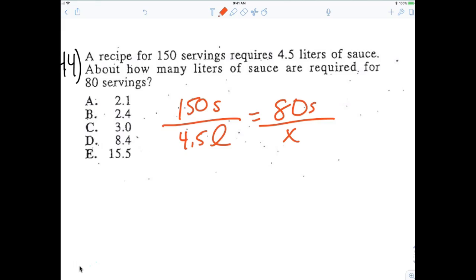All right, another good time to cross multiply. So I have 150x is equal to, somebody tell me? 360. 360. So divide. 2.4. Is everybody okay with that?